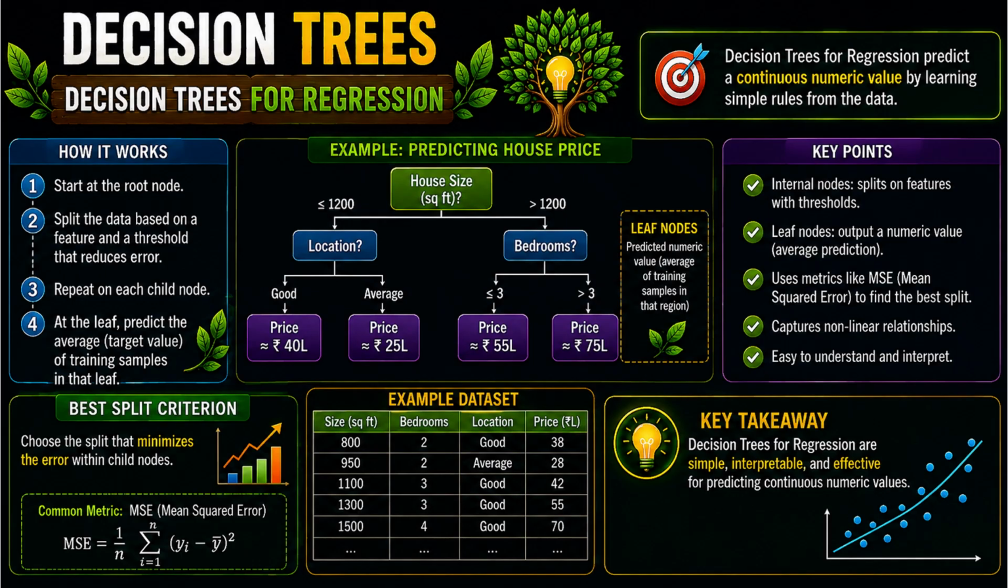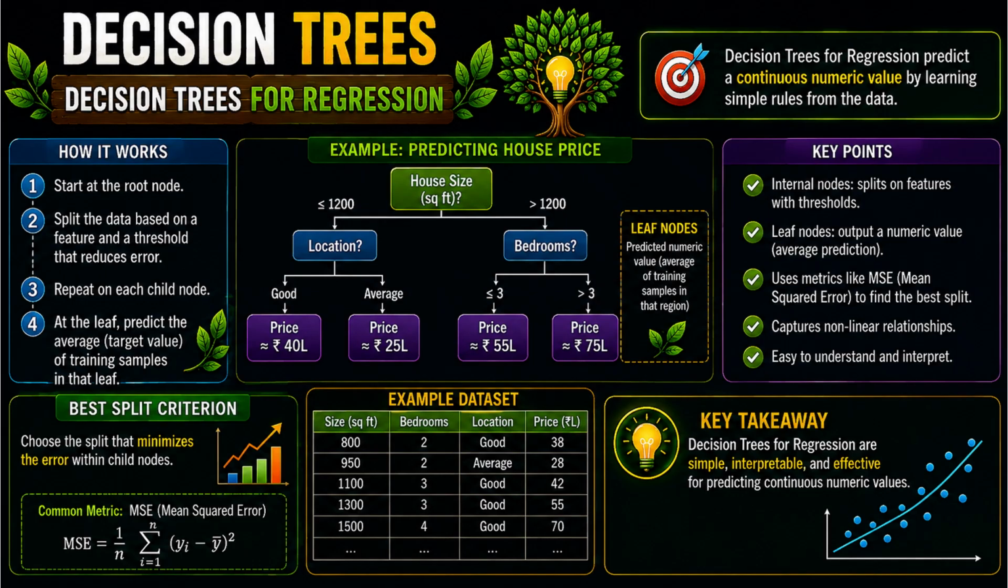and it depends on the bedrooms also. If bedrooms is lesser than 3, then 55. If it is greater than 3, it is 70. Similarly here also it's like that. So here the predicted numerical value is the average of training samples in that region. That's how we give this value.